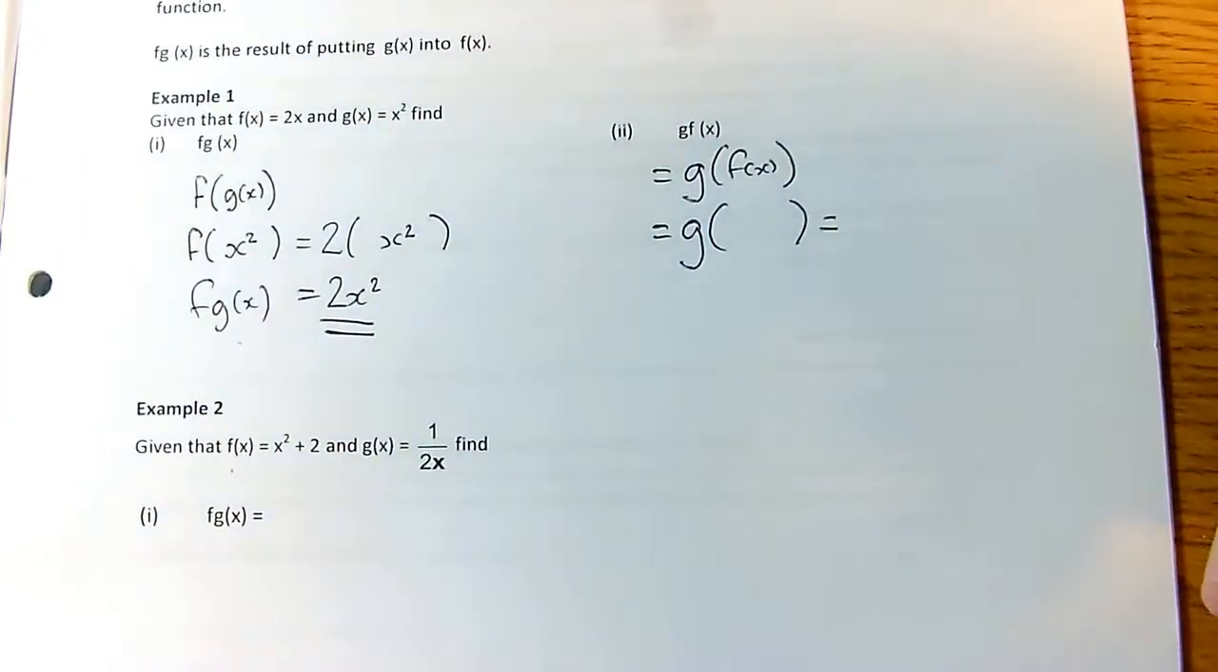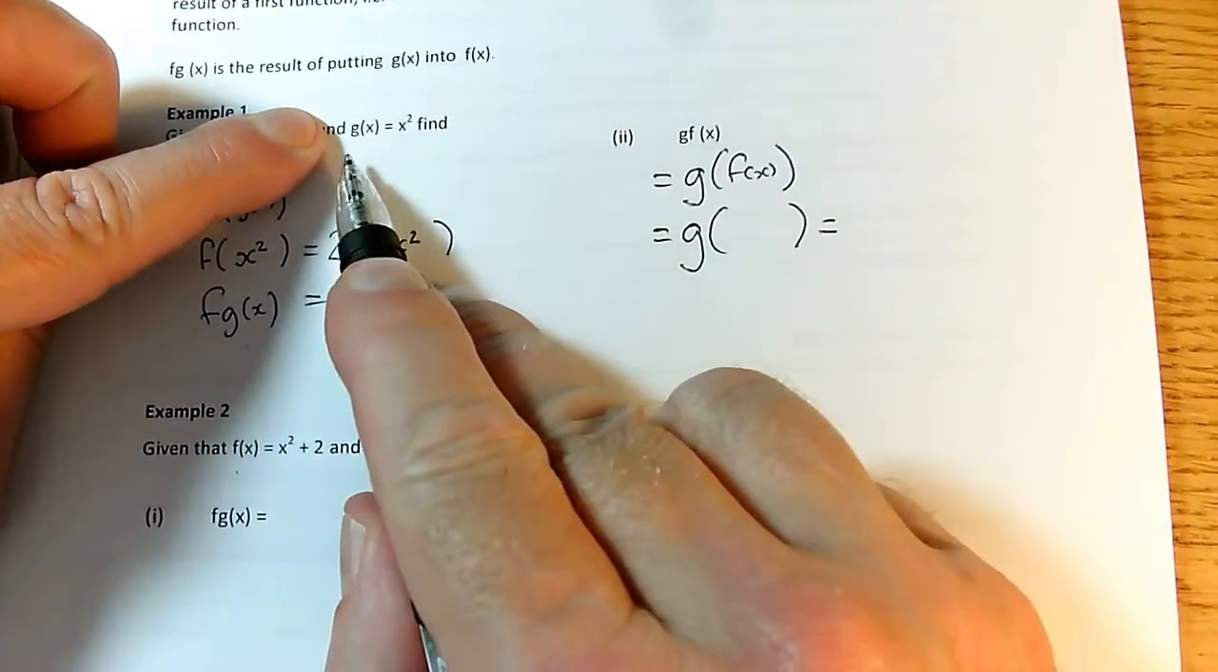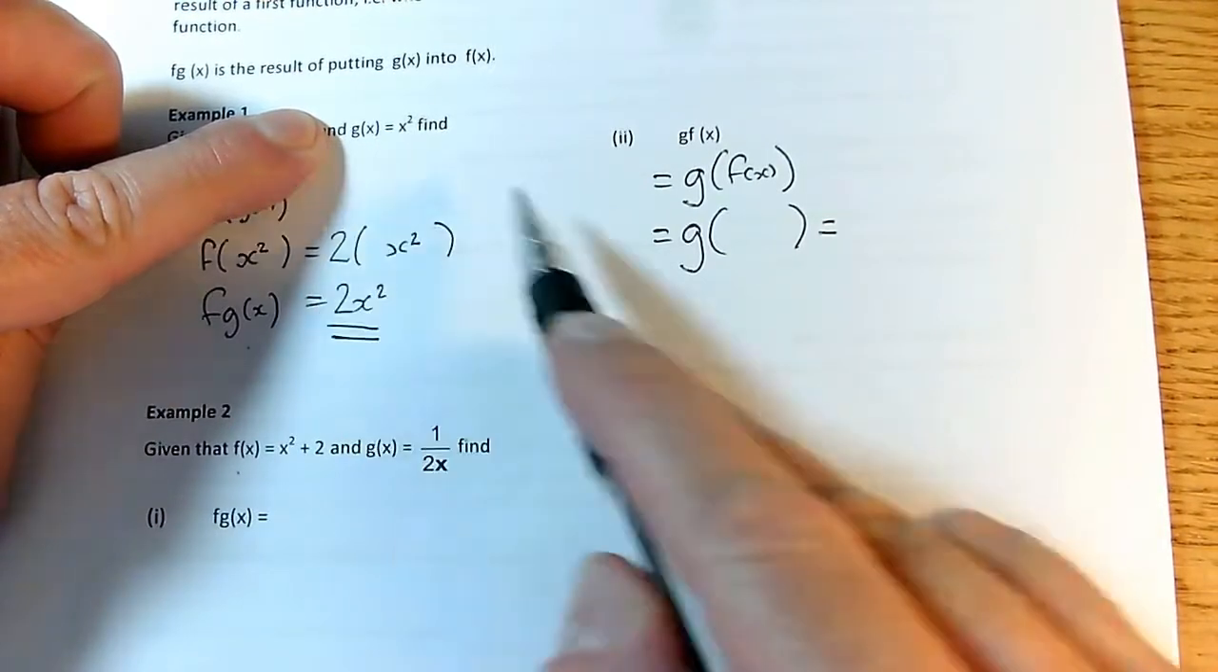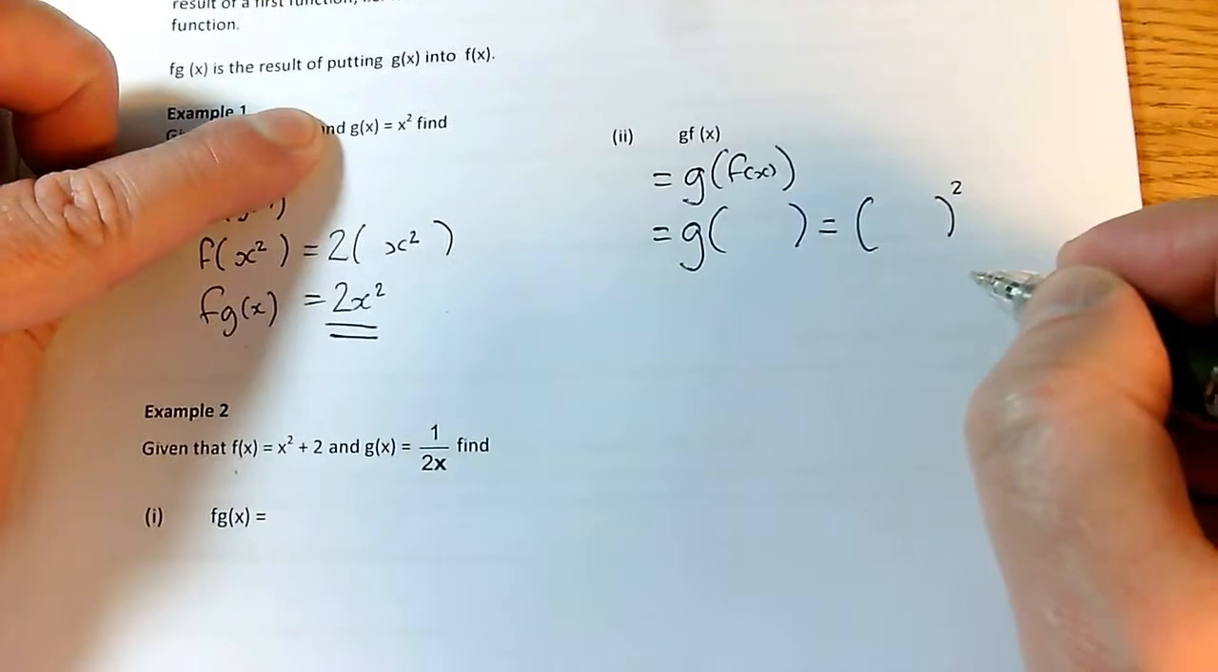Okay, now how do I decipher g of a bracket? I don't need to know what f does, I need to know what g does. So g of x is x squared. So g of bracket must be bracket squared. Now I can fill in the bracket.